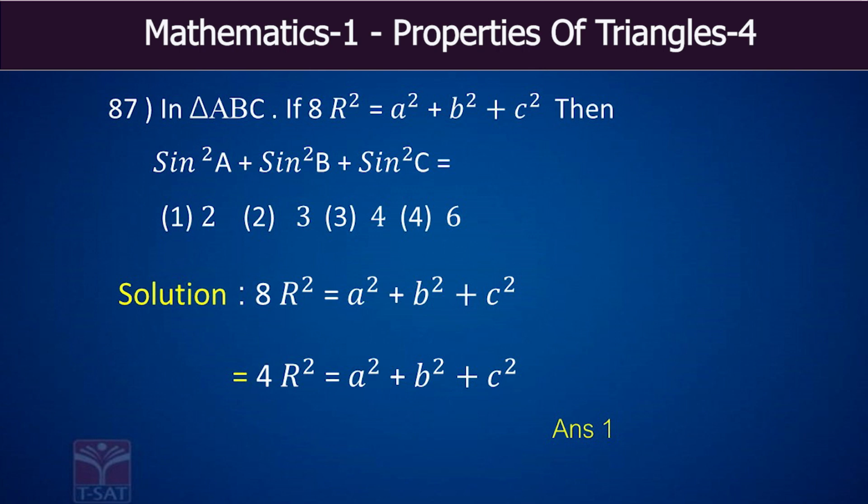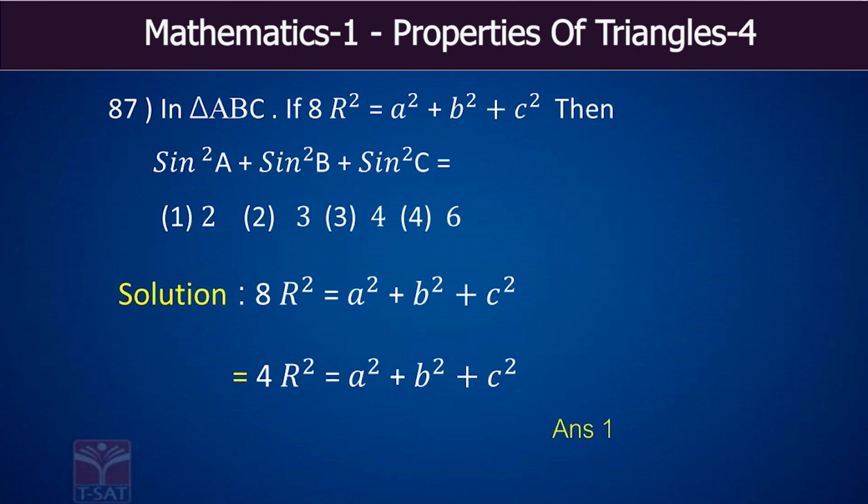Problem number 87. In triangle ABC, if 8 capital R square is equal to a square plus b square plus c square, then sin square A plus sin square B plus sin square C is: 1, 2; 2, 3; 3, 4; 4, 6.